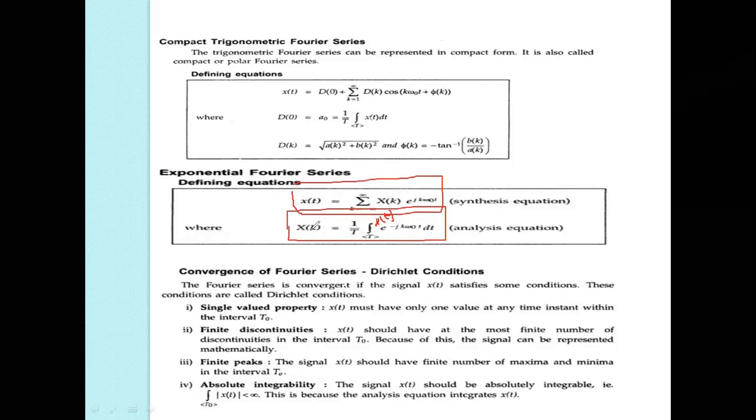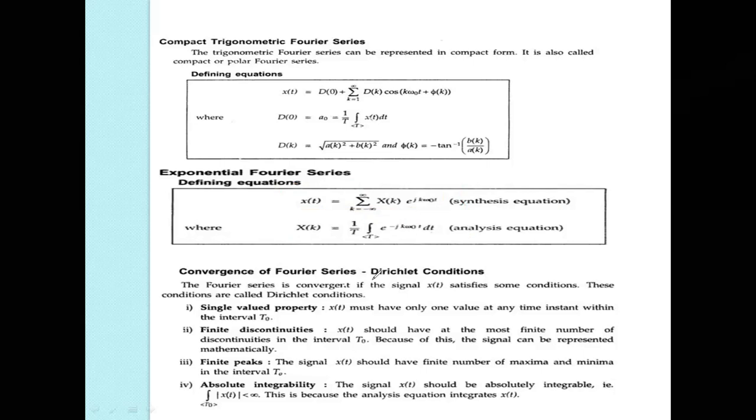So x of t is equal to the sum of k equal to minus infinity to infinity of x of k into e power j k omega naught t. This is the synthesis equation. So remember these two equations, as mostly all the properties are derived by using them: the analysis equation and the synthesis equation. Analysis equation, once again: x of k is equal to 1 by T the integral over T of x of t into e power minus j k omega naught t. And the synthesis equation is x of t equal to the sum of k equal to minus infinity to infinity of x of k e power j k omega naught t. It's a positive exponential here, and here it's a negative exponential.